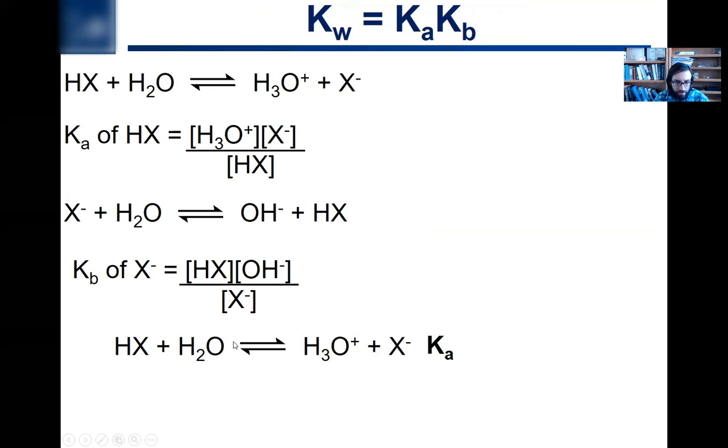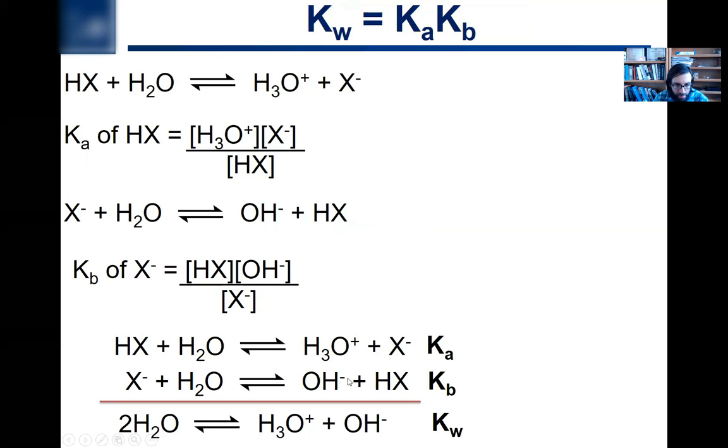And so we know that basically the Ka describes this equilibrium, and the Kb describes this equilibrium where we have hydroxide. If you add these up together, well, what happens? You have HX on one side, HX on the other side. Those go away. And you have X minus on one side, X minus on the other side. Those go away. You end up with that autoprotolysis expression, okay? And so that is what Kw is.